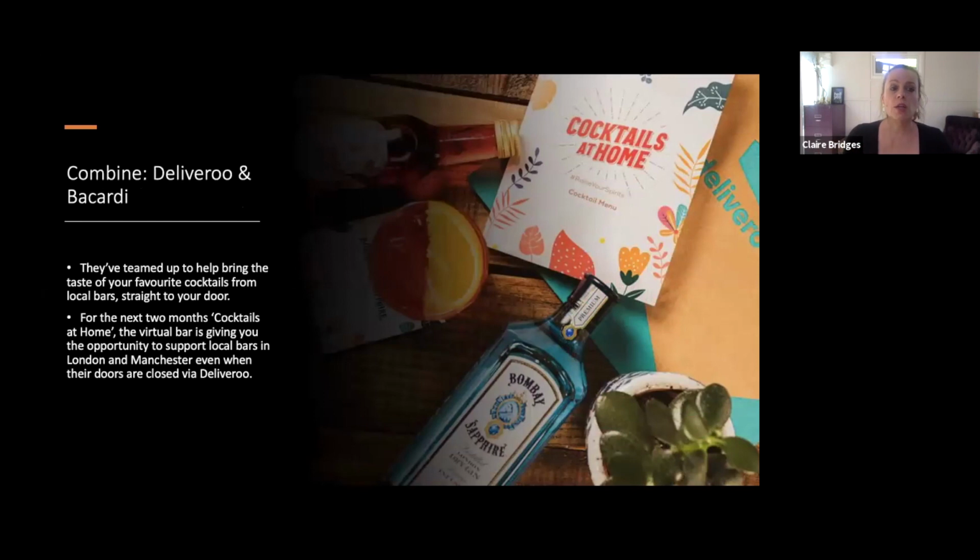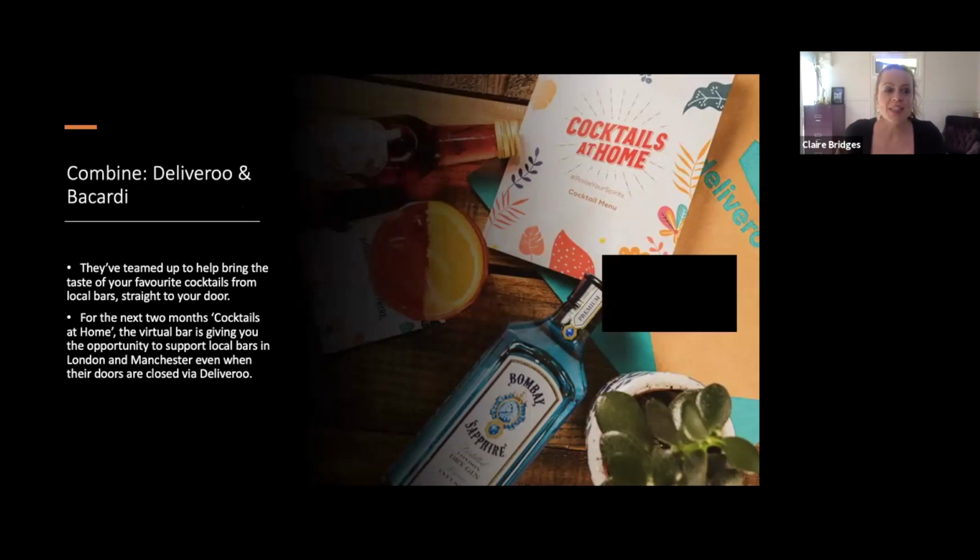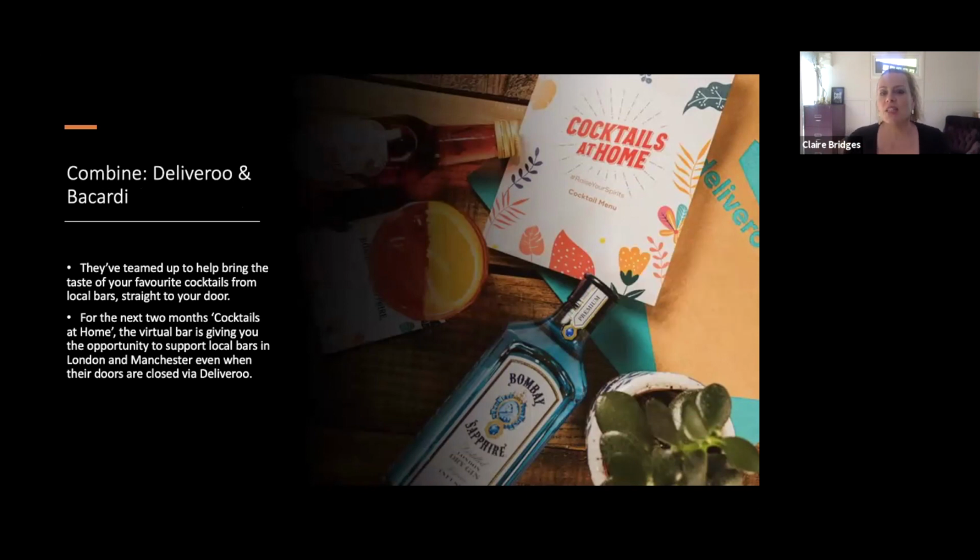So C stands for combine, and I saw this one. I thought, well, is it too early for a drink? No, it's 12:20. But I thought this was really interesting, is that obviously bars are closed, and Bacardi have teamed up with Deliveroo and quite small businesses in different places. So London, Manchester, Bristol, some of the most popular bars there, to make their signature cocktails and then have them delivered via Deliveroo.